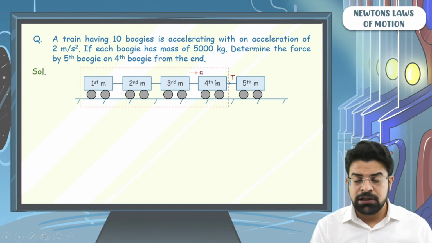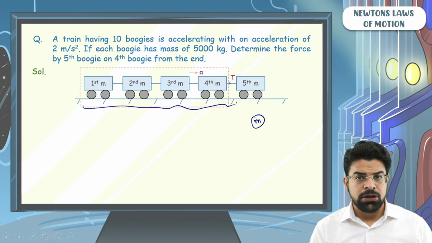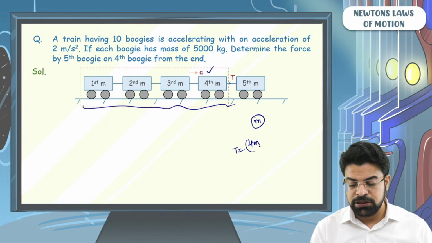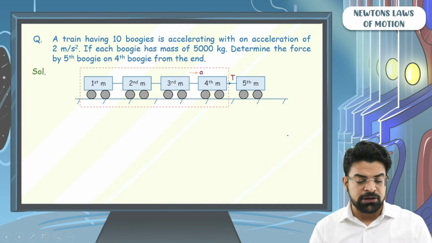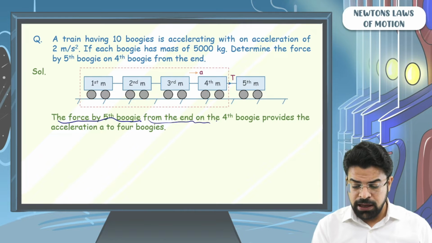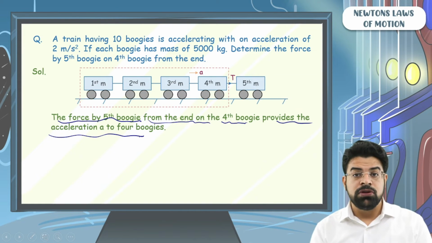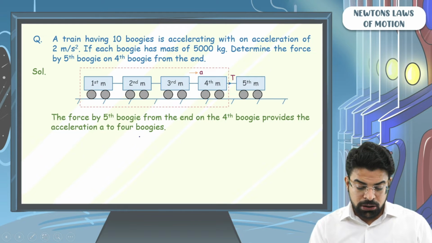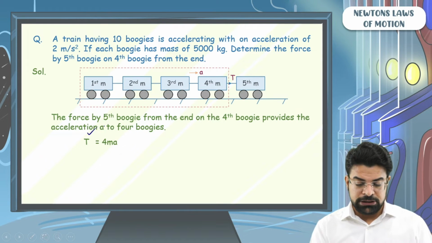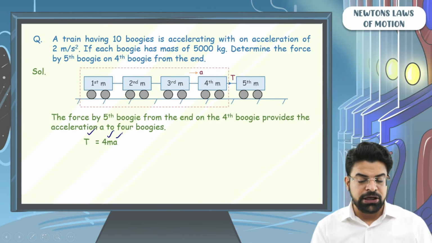If I take the mass of each bogie to be m, we have 4 bogies here, so the overall mass becomes 4m. And if all these bogies move with an acceleration a, then the force has to be nothing but the combined mass of the system into acceleration. So the force by the fifth bogie from the end on the fourth bogie provides the acceleration to the 4 bogies. So the tension force has to be equal to 4m, the combined mass of the 4 bogies, into acceleration a.